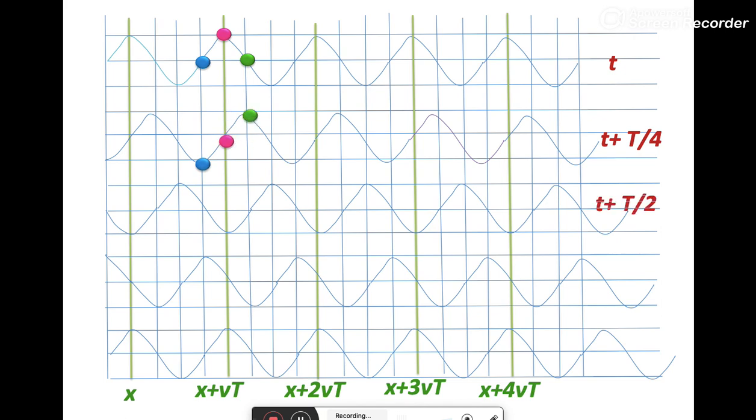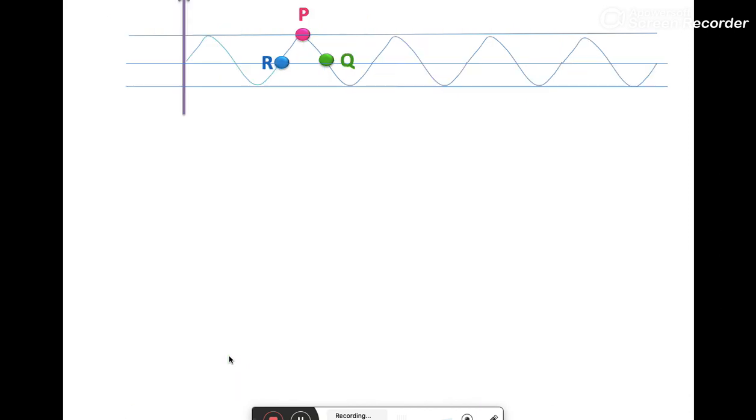Each particle copies the motion of another particle at its left with some time delay. Now, see here, some time delay. Now, let's understand what time delay means.